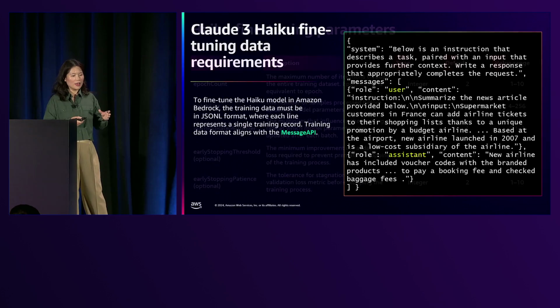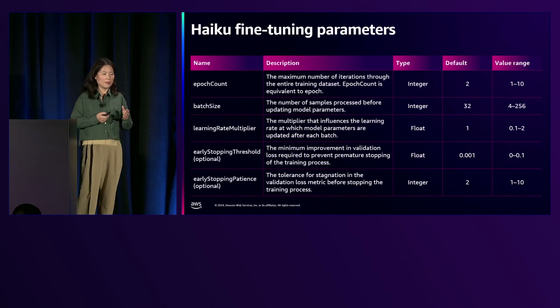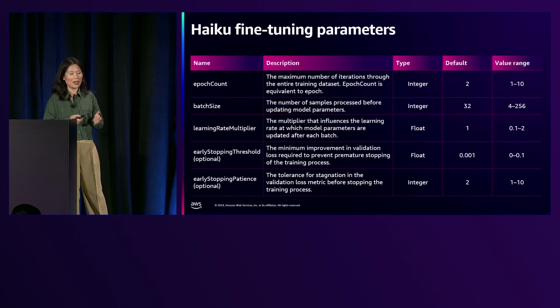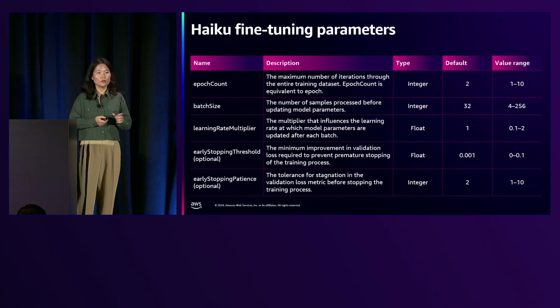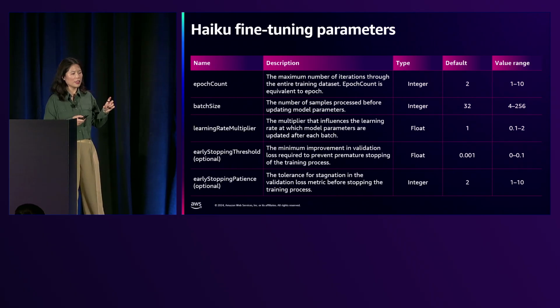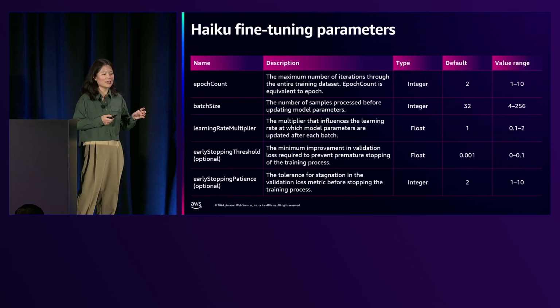And once you have your data prepared, we come to the stage of setting up our fine-tuning parameters. Here is the list of 5 parameters we support with Haiku fine-tuning in Bedrock. The first 3 here are required parameters, and the bottom 2 are optional, but still highly recommended. So let's take a closer look at the first 3. The first is the epoch count. The epoch count is the maximum number of iterations through the entire training data set. And this one can be set up to 10.